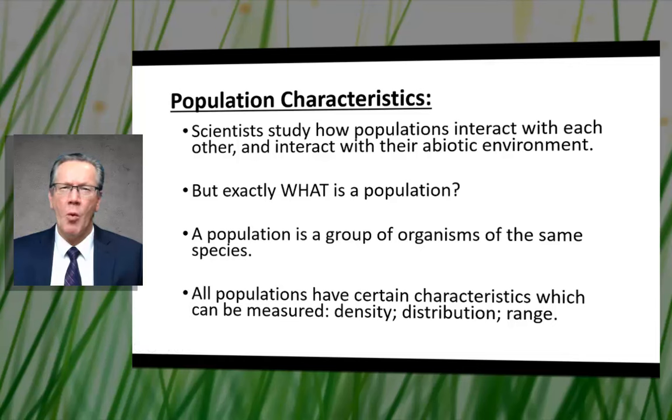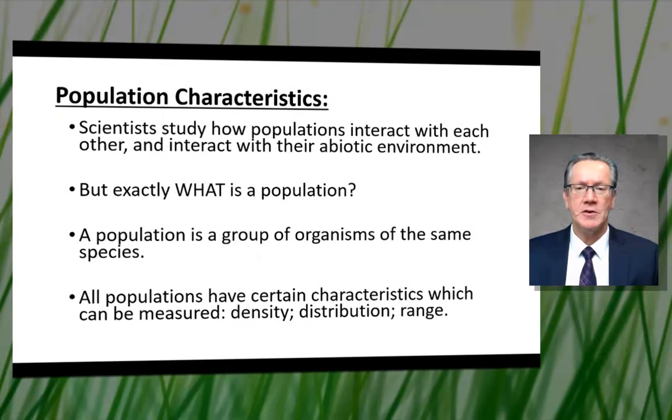But exactly what is a population? A population is a group of organisms of the same species. All populations have certain characteristics which can be measured: density, distribution, range.